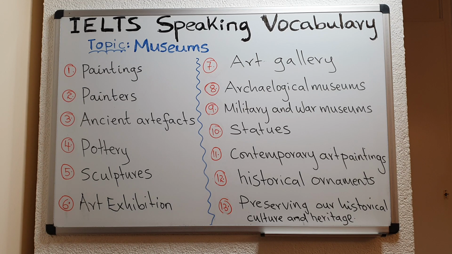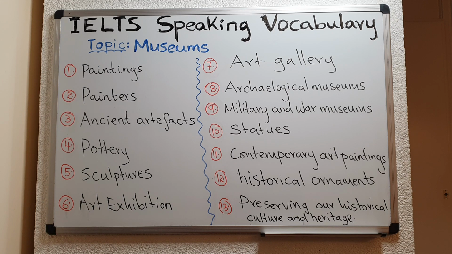The next word is ancient artifacts. Ancient means old, very old. If someone says to you, that painting is very ancient, then it means that it's extremely old.